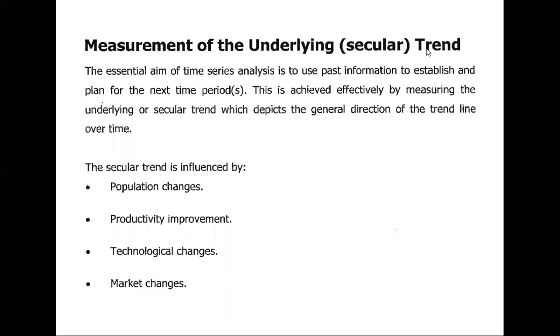Okay, so we are saying that to examine the trend or measurement of underlying trend, the essential aim of time series is to use past information to establish and plan for the next periods ahead. This is achieved effectively by measuring the secular trend or the underlying trend, which depicts the general direction of the trend line over time. Good.